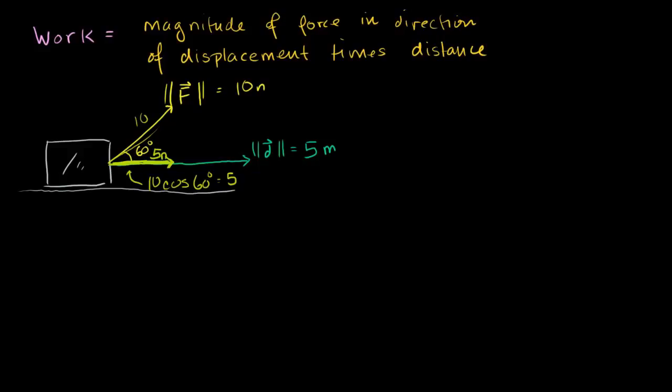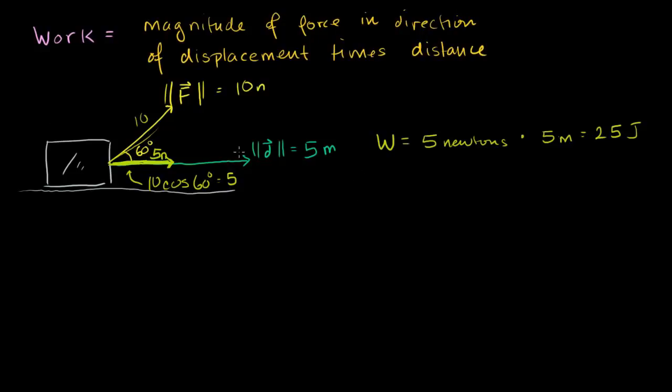And then you can figure out the work. The work is equal to 5 newtons times, I'll just write a dot for times, I don't want you to think it's a cross product, 5 meters, which is 25 newton meters, or you could even say 25 joules of work have been done. This is really a review of somewhat basic physics, but just think about what happened here.